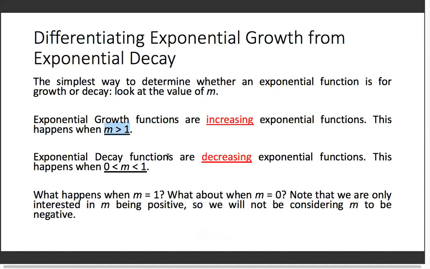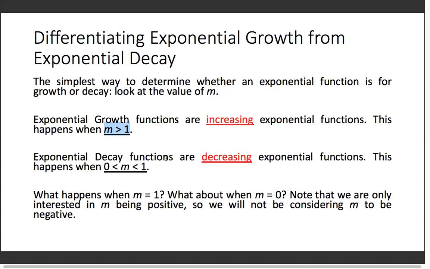Take note, m is a positive number. So any positive number which is higher than 1. In this case, it could be as low as 1.001. Right? It could be as high as maybe 1,100,000 or even higher. So as long as the value for m is higher than 1, it's definitely an exponential growth function.